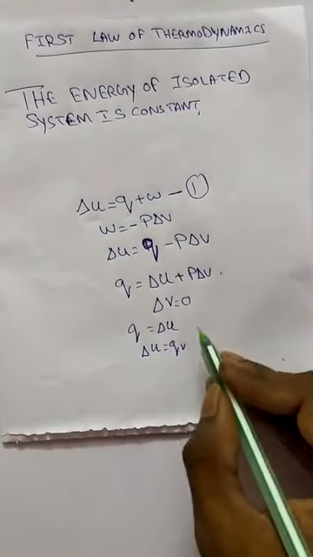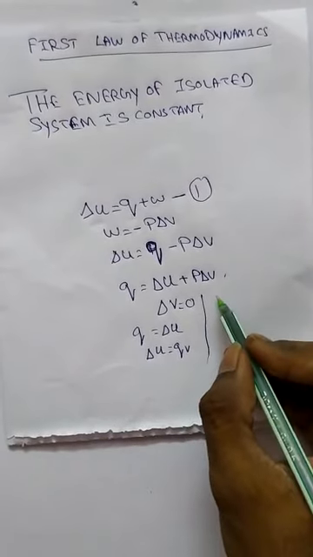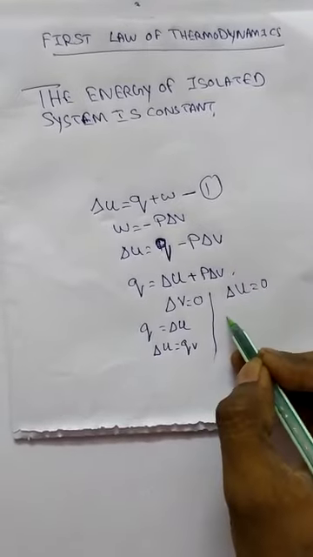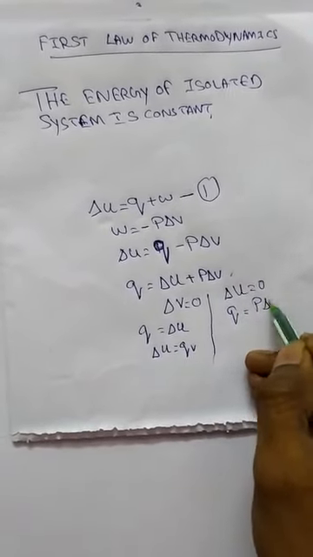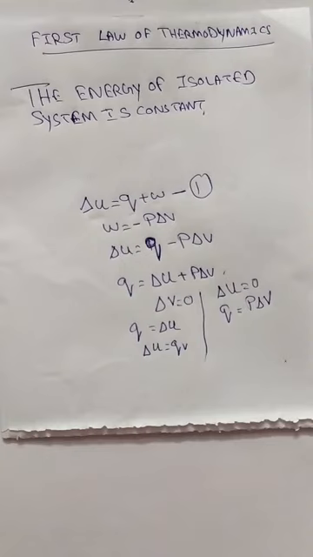For an isothermal process, del U is equal to 0. So Q would be equal to P del V. For an isothermal process, the heat absorbed or given by the system would be equal to the work done by the system.